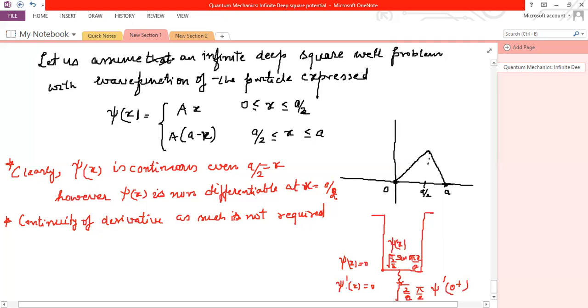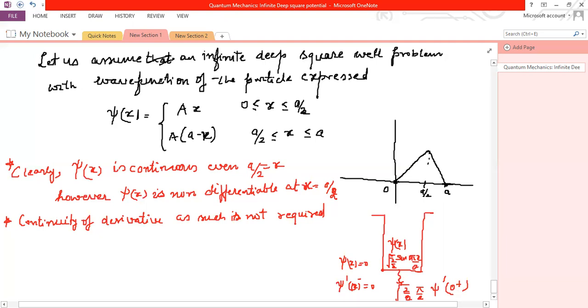At 0 minus, the derivative of the wave function is 0, and to the right of 0, the derivative of the wave function is root(2/a) times pi/a. So clearly, continuity of the derivative as such is not required, but a few things one needs to really take care of, which I really want to emphasize in this particular problem itself.